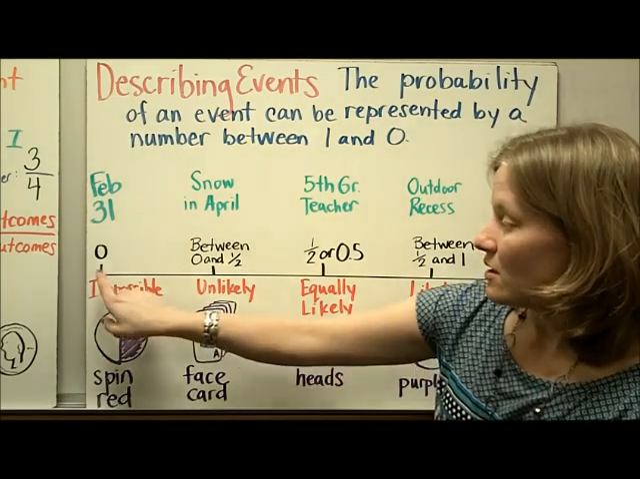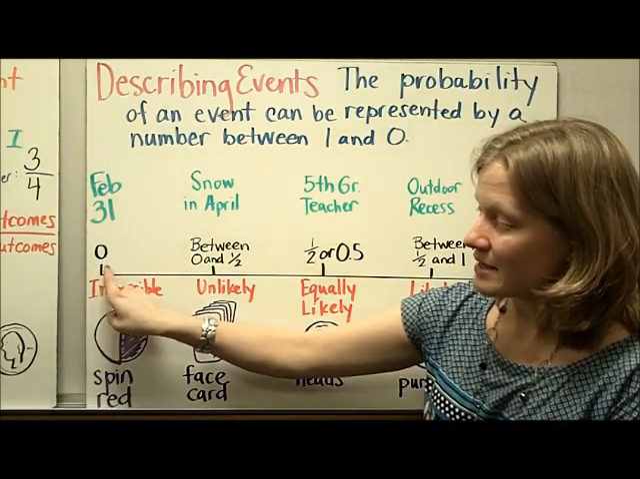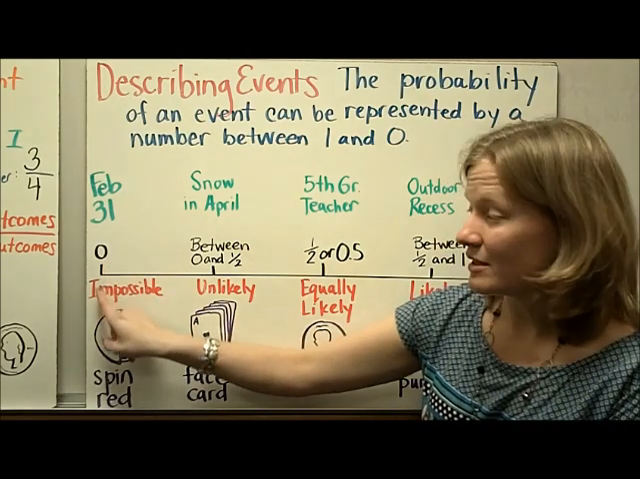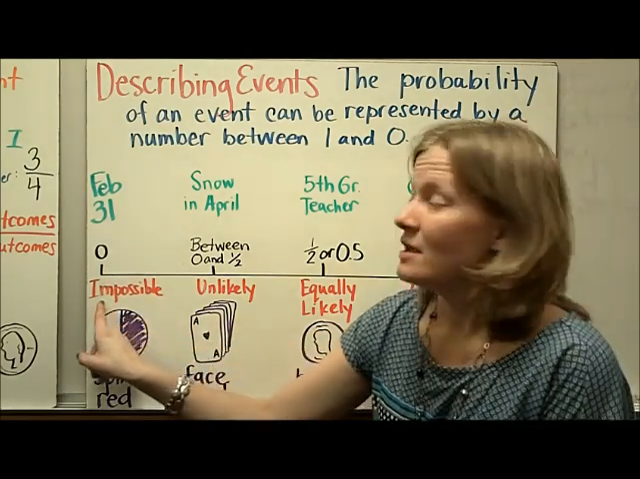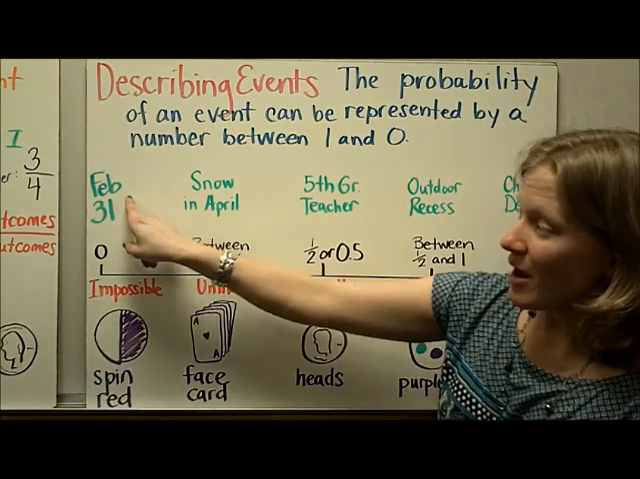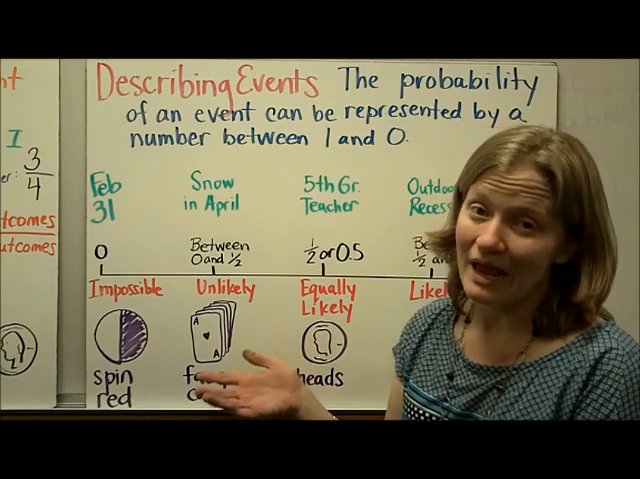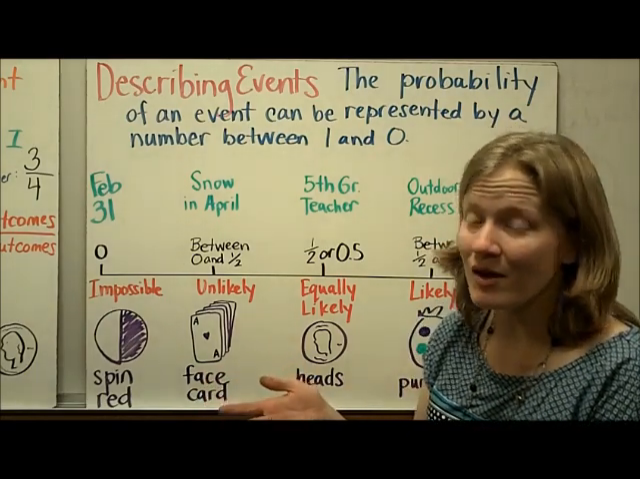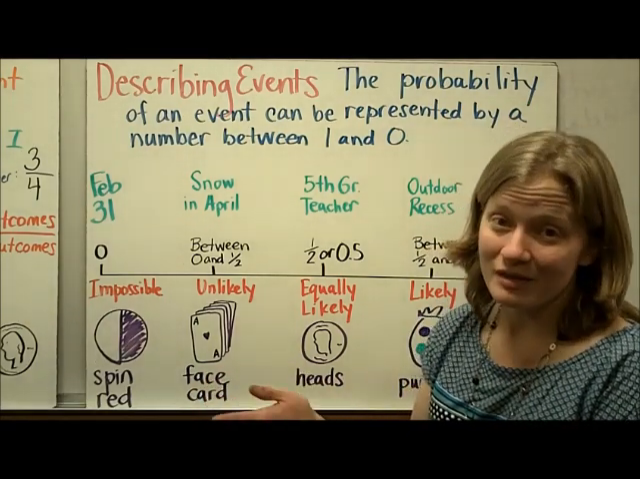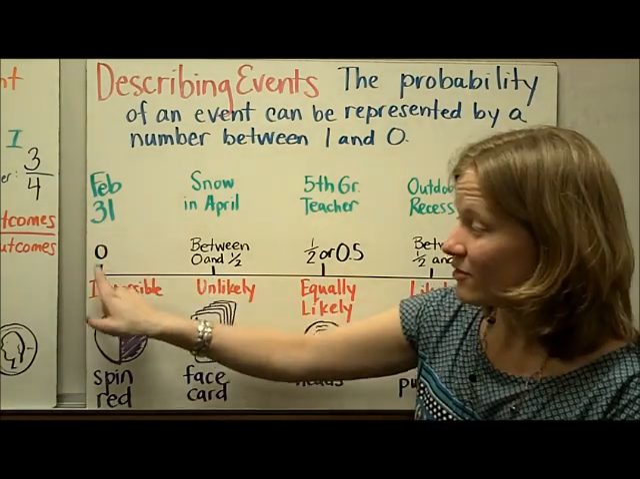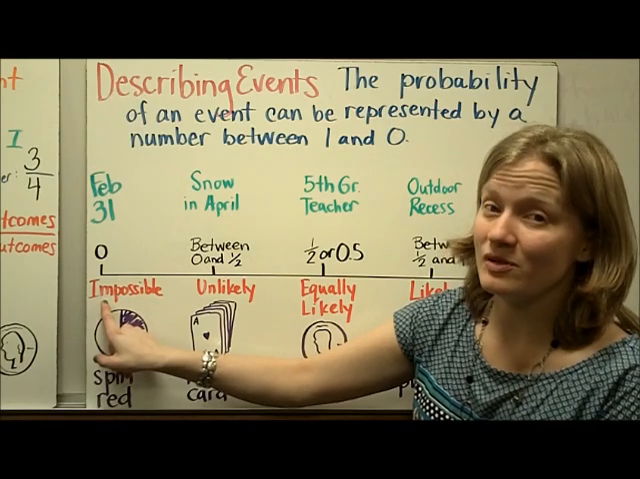Okay? So something that has a 0 chance of happening, or is a 0 probability, you would call impossible. So for example, the probability that there would be a February 31st in this calendar year is impossible. February only goes up to 28 days, or on leap year 29 days. So there's no way that we can have February 31st, so we call this an impossible event.